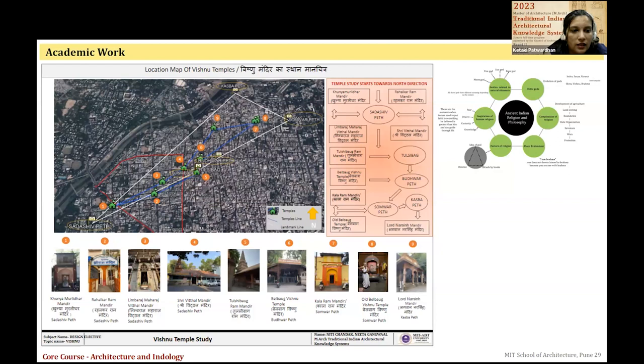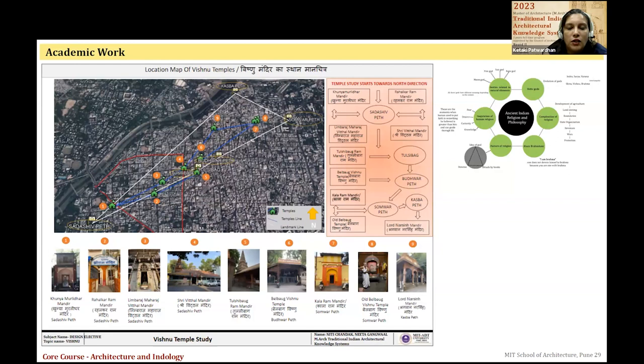This is the study that I mentioned to you earlier, how we are getting into the detailed study of Indological aspects. So this group studied the Vishnu temples in the core city of Pune, and this is the kind of analytical outcome that they have given.